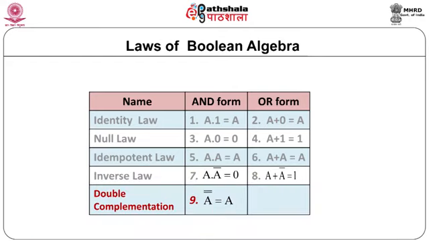The double complementation law states that the double complementation of a variable is always equal to the variable itself. If A is equal to 0, complement of 0 is 1 and complement of 1 is 0. Thus, the result is the same variable. The same thing is true for the value of A is equal to 1.